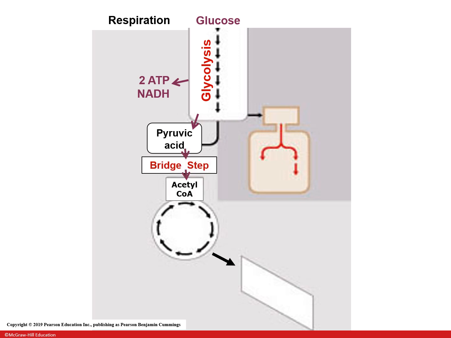So pyruvic acid will move on through the next process, which we call the bridge step. And this is going to convert that 3-carbon molecule into a 2-carbon molecule, which means we're going to release one of those carbons as carbon dioxide. And so this actually is the first place in this process, just like in our bodies, when we use glucose for energy, we breathe out carbon dioxide. This is where it comes from, or at least some of it. This is where some of it's being made.